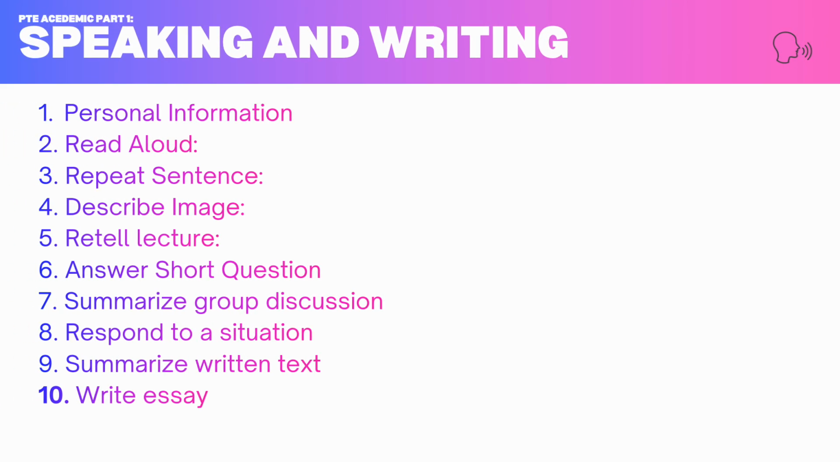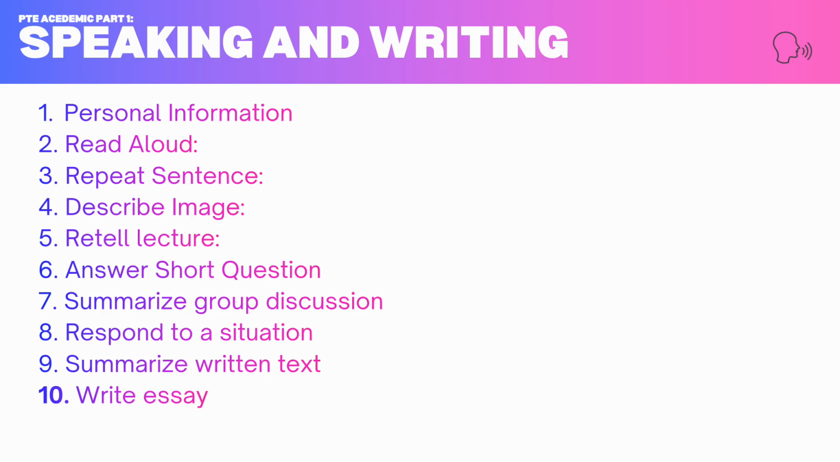Speaking and writing, which is Part 1 of the test, contains 10 different question types, which also includes essay writing. In this part, you will be tested mainly on your speaking and writing skills with the use of English we usually hear in an academic environment. First question will be on personal information. This question does not contribute to your score. You will have 25 seconds to read the prompt and prepare your response, and then 30 seconds to record your response.